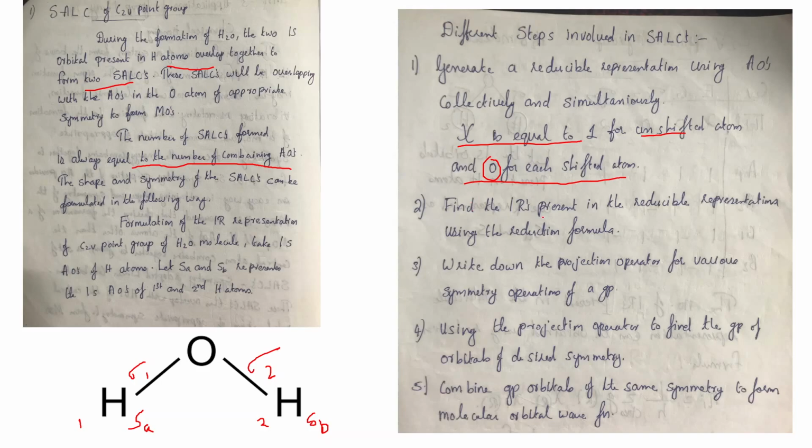And second, we have to find the IRs, that is, the irreducible representations in the reducible representation, using which formula? The reduction formula, which we had used earlier. Then write down the projection operator in various symmetry operations of a group. And the fourth one is using the projection operator to find the group orbitals of desired symmetry. The fifth point is to combine group orbitals of the same symmetry to form the molecular orbital wave function, which we are only dealing with in the next semester.